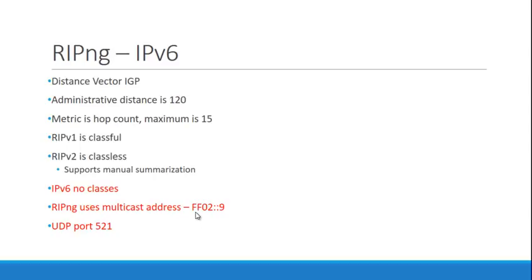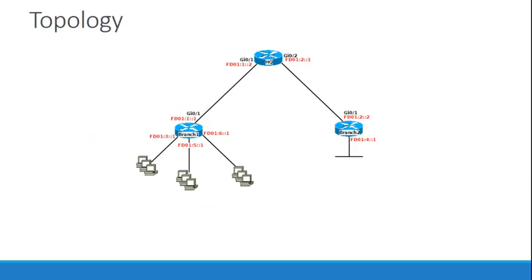RIPng uses a multicast address also. Its multicast address is FF02::9. And instead of using UDP port 520 as its transport protocol, it uses port 521 as its transport protocol. And those are our major differences. Next we'll configure it and we'll see a couple other differences. But otherwise, they're both RIP, just for different versions of IP. So let's go ahead and configure RIPng and IPv6.